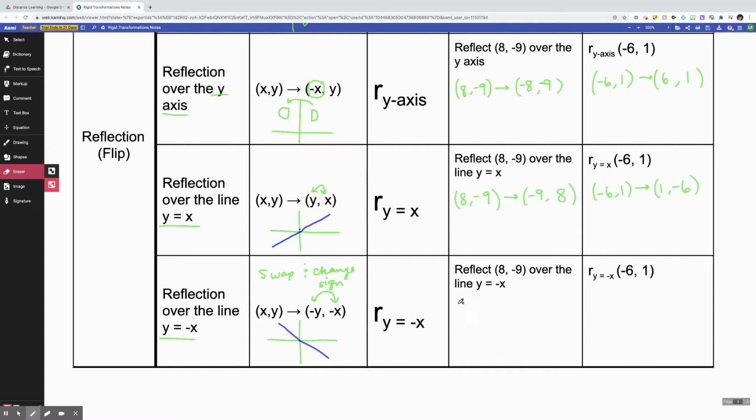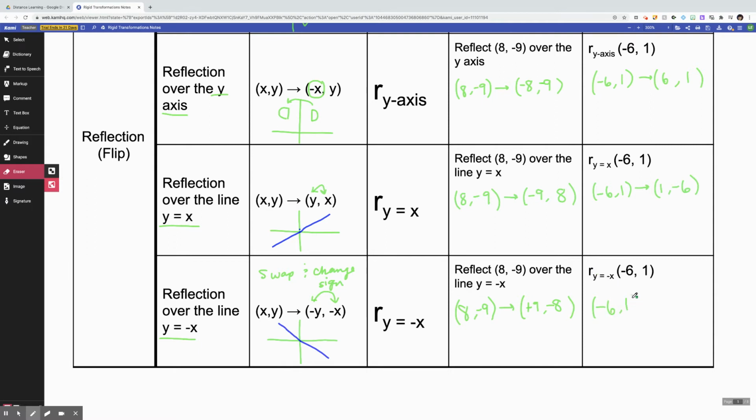Okay, all right, so if I have my point 8, -9, I'm going to switch those. So I have -9, 8, but then I need to change their signs as well. So -9 becomes +9, and +8 becomes -8. Right? And then it's the exact same thing when you see it in vector notation. Right? So I'm reflecting over the line y equals -x.